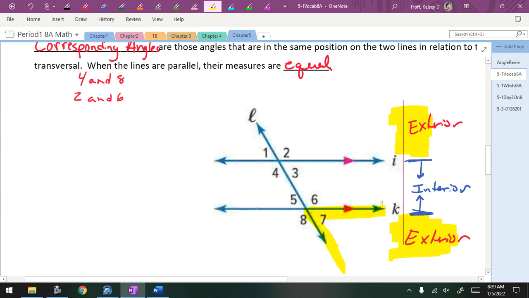If I trace 7, 7 is below and to the right. Below and to the right. So we go up to line I. Below and to the right. See it again? 3. 3 and 7. And there's one more. Tone?